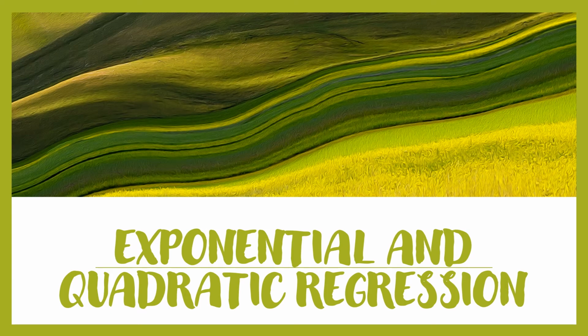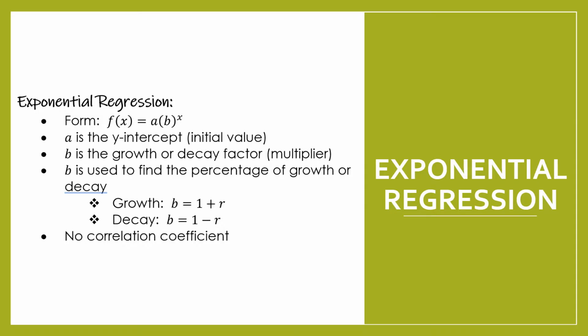Our last topic for Unit 11 is exponential and quadratic regression. So we'll start with exponential regression. Exponential regression will be in the form f of x equals a times b to the x. A is your initial value, or your y-intercept, and b is your base. That is your growth or decay factor.